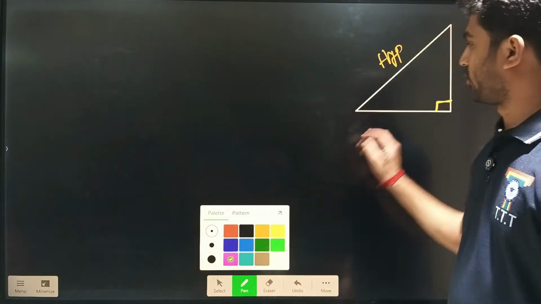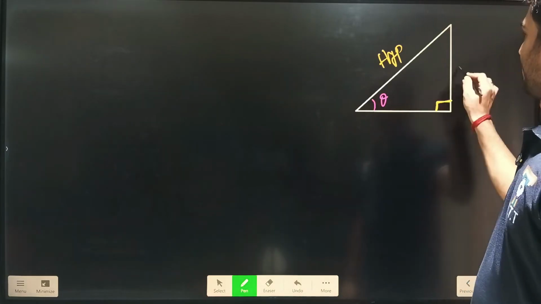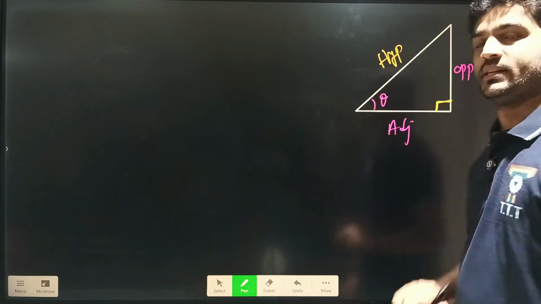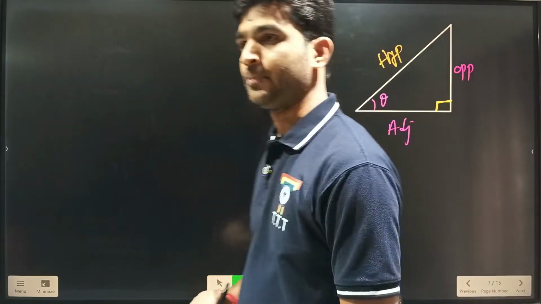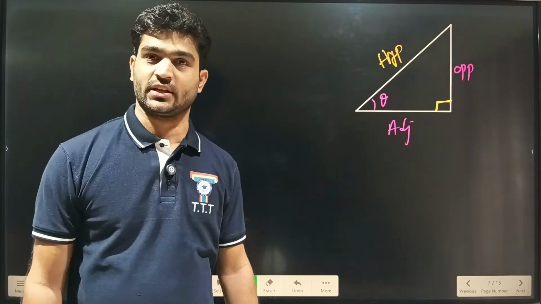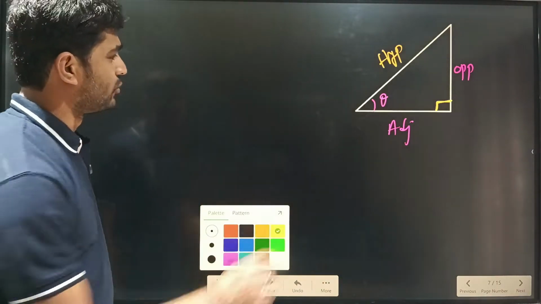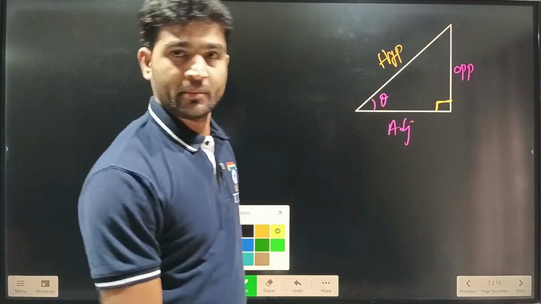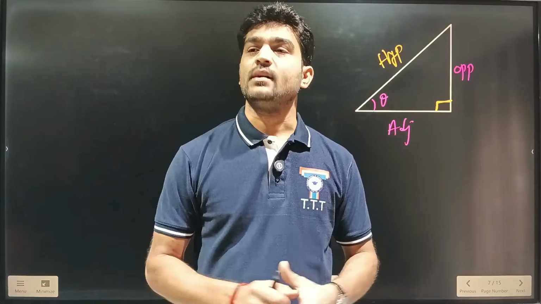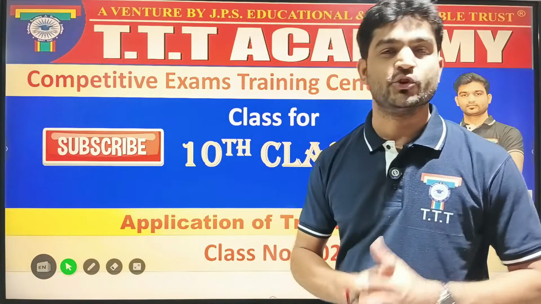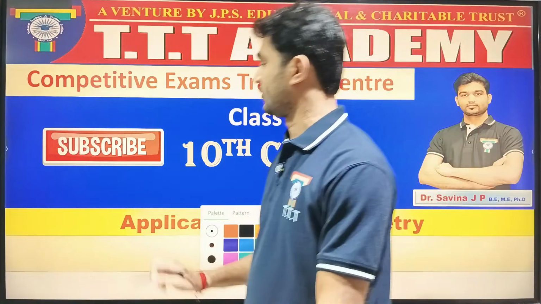Suppose, dear friends, we consider this angle theta: for this theta, this is the opposite side, and the next side is called the adjacent side. These are the three sides in a right angle triangle. Very important, observe these sides. There are six trigonometric ratios, but for the applications of trigonometry chapter, we mainly use tan theta.